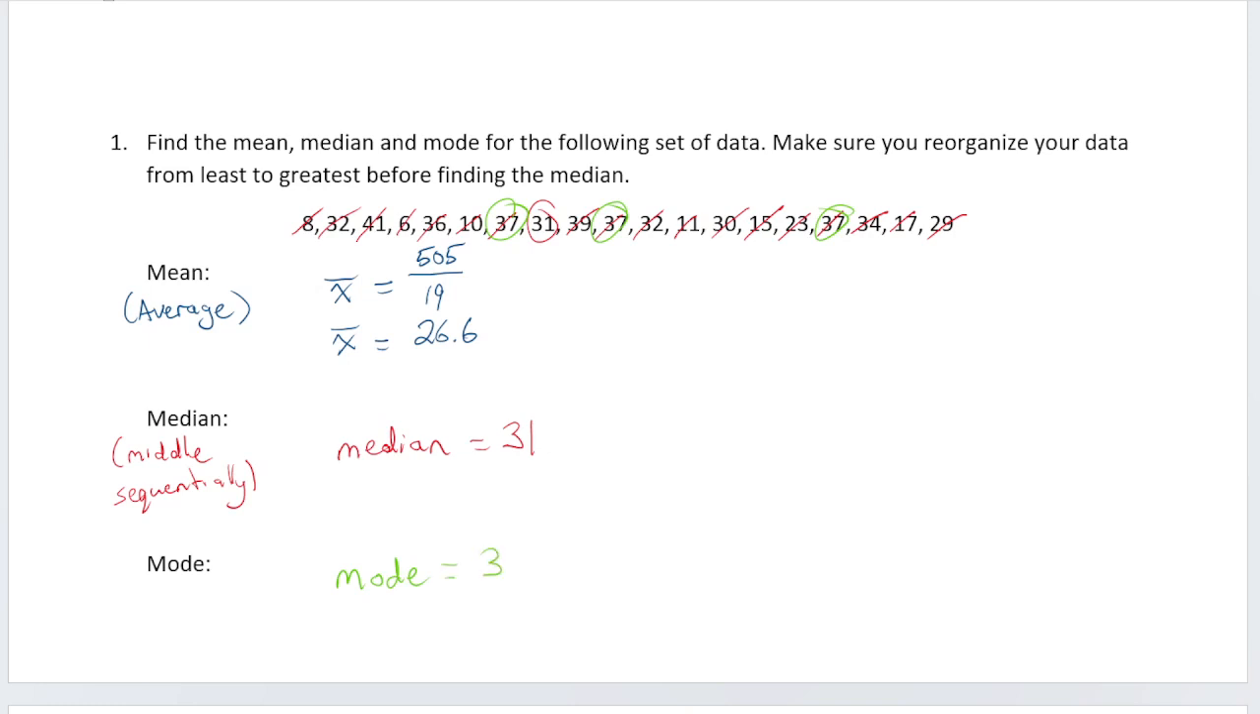The mode is 37. Remember, with mode, if there's 1, that's the mode. If there's 2 or 3, they're all the mode. If there's none that show up more than once, or if there's more than 3 that all show up the same number of times for the most, then there is no mode.